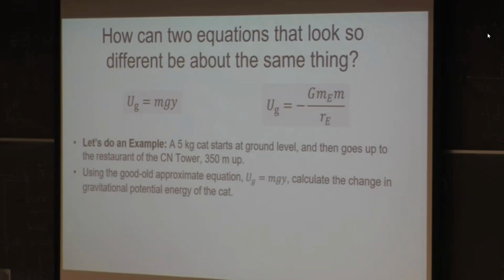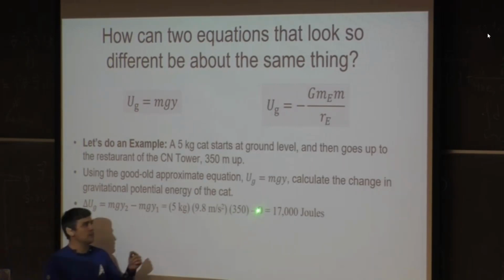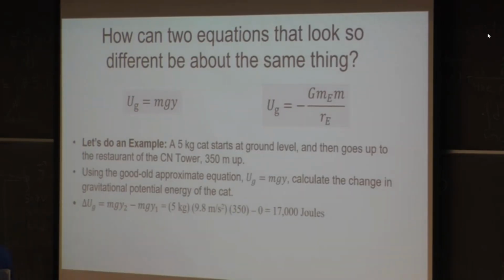And we can do it one of two ways. A 5-kilogram cat starts at the bottom of the CN Tower, where y equals 0, goes to the restaurant, y equals 350 meters. We can use good old mg times y. We're going to have to subtract mgy2 minus mgy1. Final minus initial, right? And so you get 350 minus the 0, 17,000 joules.